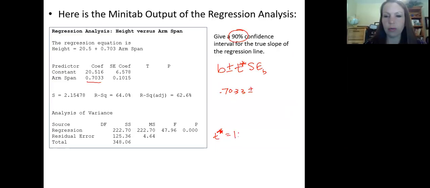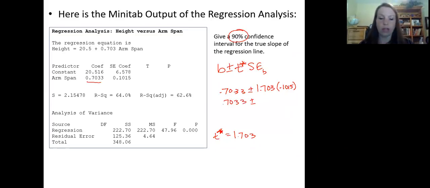So let's write that down, 1.703 for my T star. Now I can plug that into my equation up here, so 1.703 times the standard error, which is 0.1015. So now I can do that calculation so I can get my margin of error of 1.703 times 0.1015, which is 0.1729.